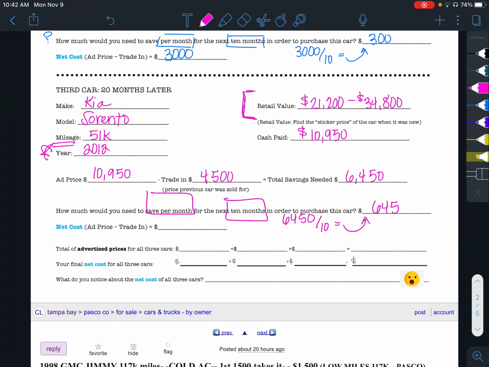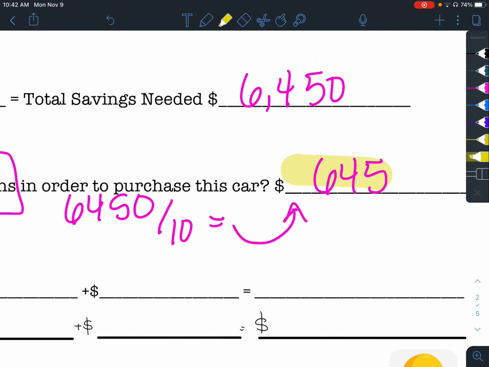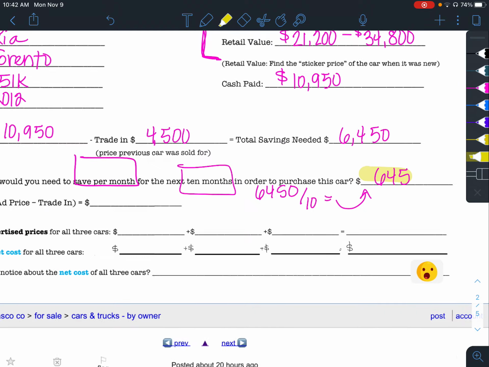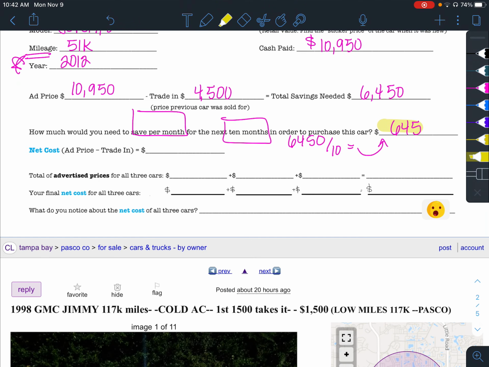Now you might be thinking, right now, this definitely sounds like a lot of money if you don't have a regular income. But if $645 a month is not doable, then that means you aren't buying a new car in 10 months. Maybe you save for 20 months. Maybe you save for a year and a half. But this, again, just for an example, I just wanted to be able to provide a consistent timeline for everybody to use. So my net cost for this final car, my Kia Sorento, is just $6,450. That's how much new money I need to save because I'm assuming I'm going to use the trade-in for my previous vehicle. So here's our summary.